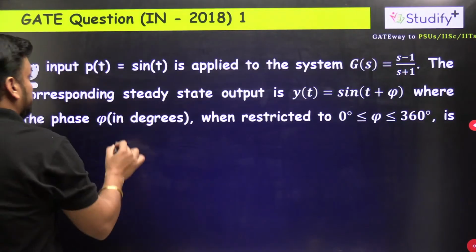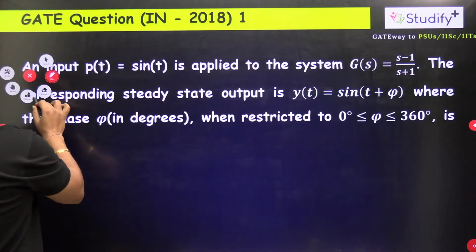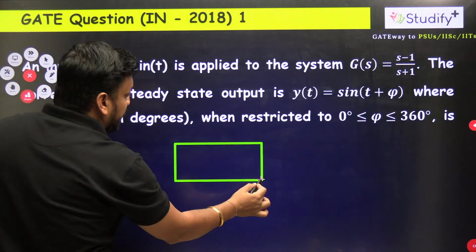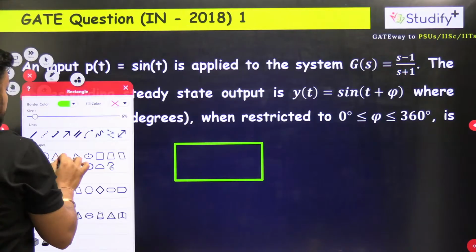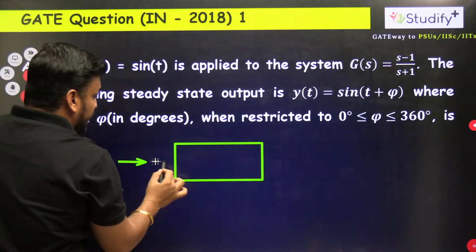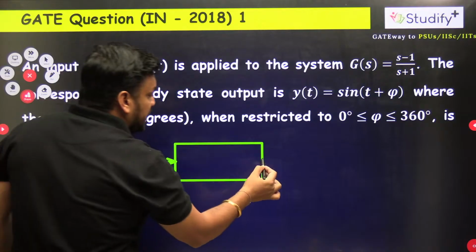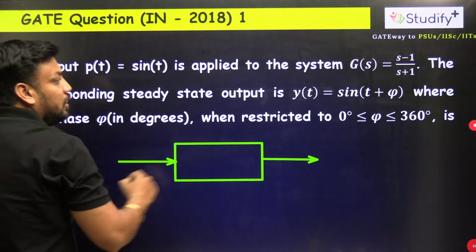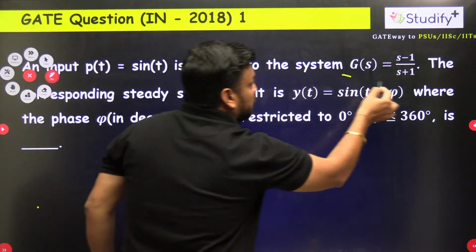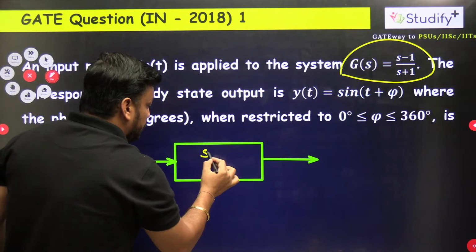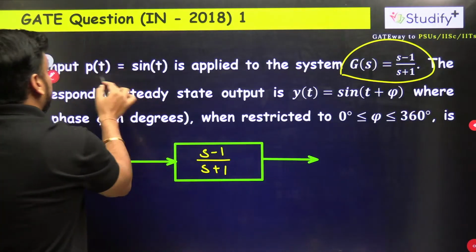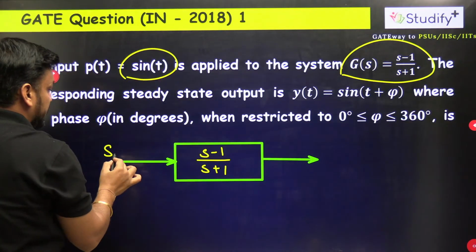Input is sin t. So why am I making the diagram, student? Because if you visualize the question in diagram form now, it is easy to respond. So in the GATE exam, you can directly visualize this diagram also. Inside the box we have the transfer function. So the transfer function is (s minus 1) upon (s plus 1). And what is the input? Sir, the input is sin t. Okay, the input sin t is given to you.